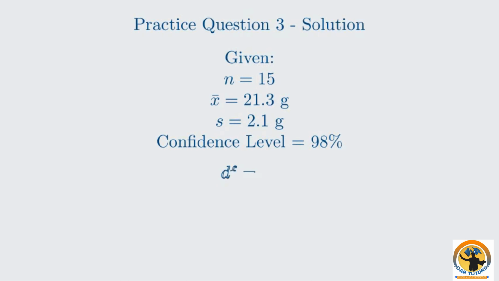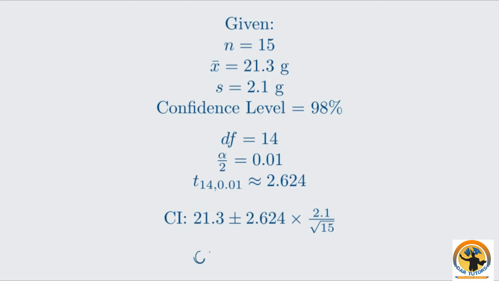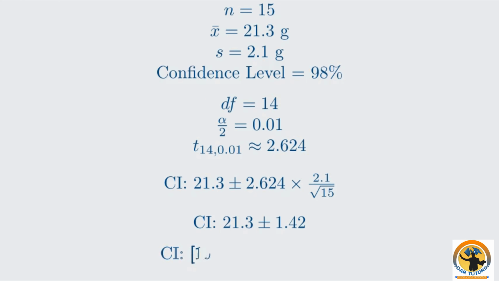Degrees of freedom are 14. For 98% confidence, alpha over 2 is 0.01. The critical t-value t sub 14, 0.01 is approximately 2.624. The interval calculation gives 21.3 plus or minus 2.624 times 2.1 over root 15, which is 21.3 plus or minus 1.42. The 98% confidence interval for the mean carbohydrate content is 19.88, 22.72.